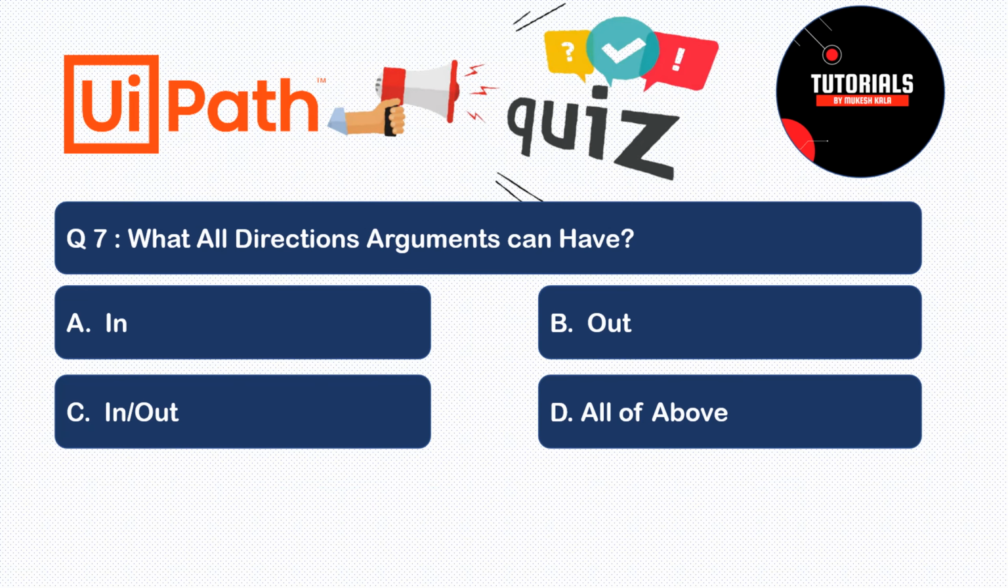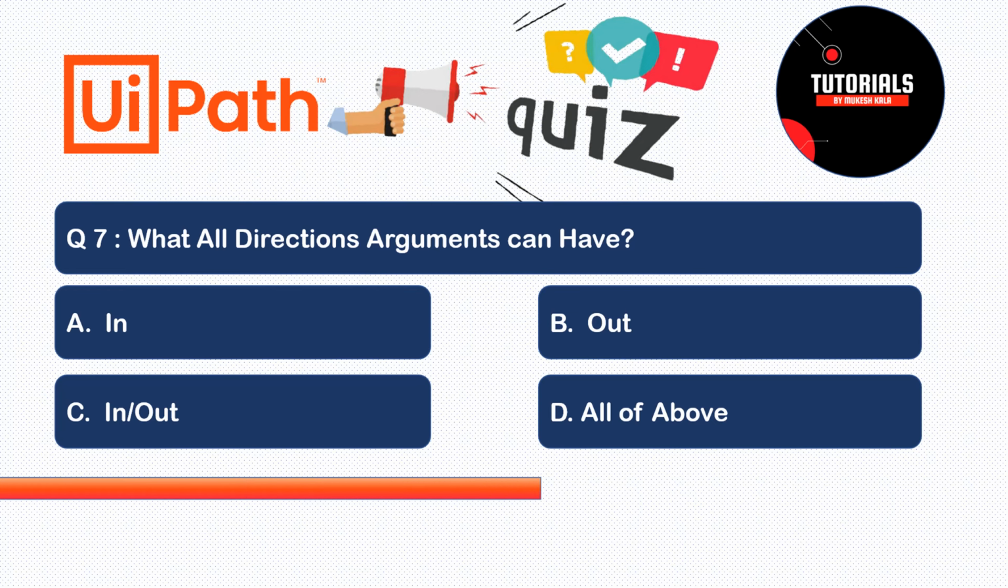What all directions can an argument have? So we all have seen variables and arguments, right? So what all are the directions that we can have for an argument? Is it In, is it Out, is it In/Out, or all of the above? All of the above means In, Out, or In/Out. So there are different directions. So let me know the answer in the comments, or you can just note it down somewhere for your score.